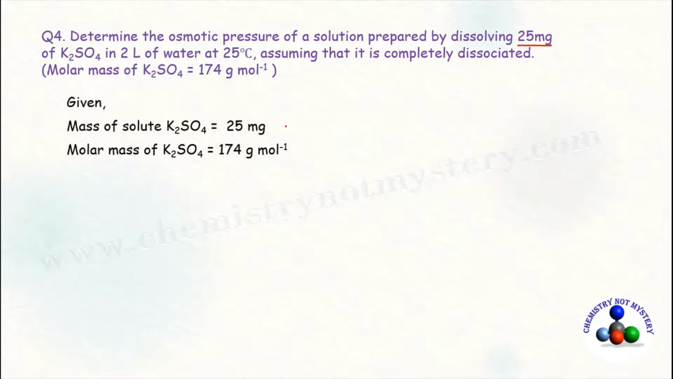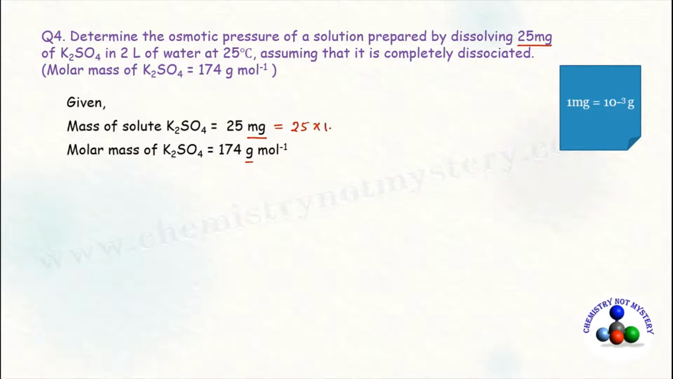But the mass of solute is given in milligram and the molar mass is given in gram. So first of all, we have to convert milligrams into grams. And we know 1 milligram is equal to 10 raised to minus 3 grams. So when you convert 25 milligrams into gram, you will get 25 into 10 raised to minus 3 grams. And the volume of solution is given 2 liter. Here we have to assume complete dissociation of K2SO4.